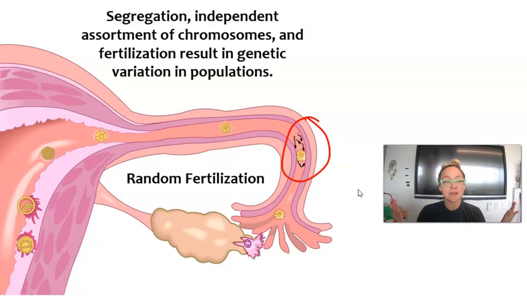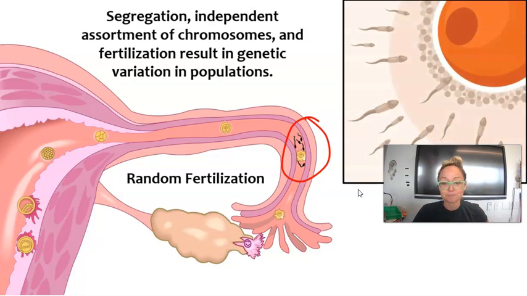Now those sperm are made from meiosis with crossing over and independent assortment. So all of the sperm are unique, right? The genetic combinations within each sperm are all unique, and it's random which sperm is going to fertilize the egg. Therefore, after multiple offspring are made, you're going to have variation with different combinations of genetics in the offspring. So to summarize this essential knowledge: segregation, independent assortment of chromosomes, and fertilization result in genetic variation within populations.